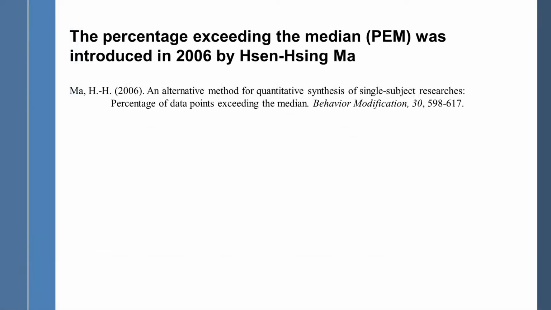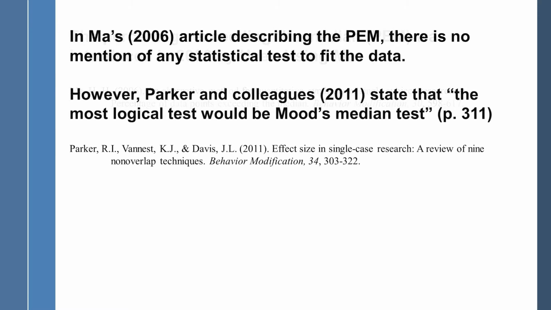The percentage exceeding the median, or PEM, was introduced in 2006 by Ma, and there you have the reference for that paper in Behavior Modification. In Ma's article describing the PEM, there's no mention of any actual statistical test to fit the data. There's no significance testing. All that Ma described was how to do the PEM, and I explained that in my previous video.